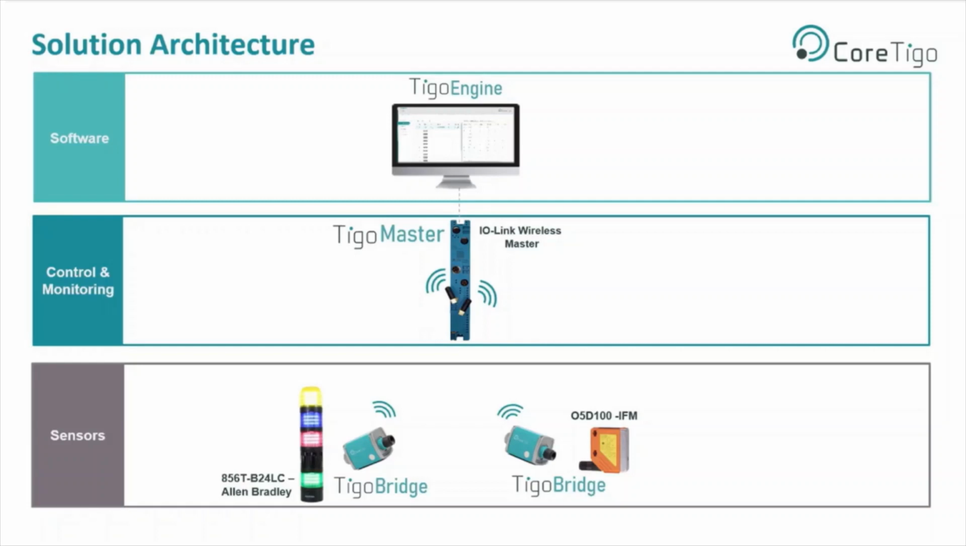Today, we will be using one TigoMaster 2TH and two Tigo bridges to enable wireless connectivity on one IONLINK distance sensor and one IONLINK stack light. The general steps are as follows.